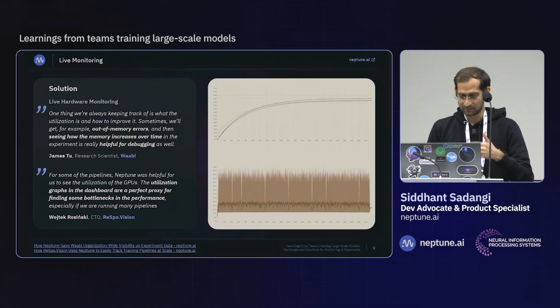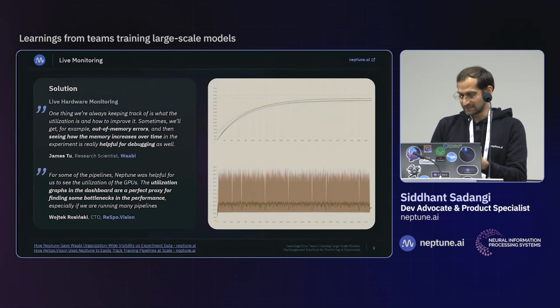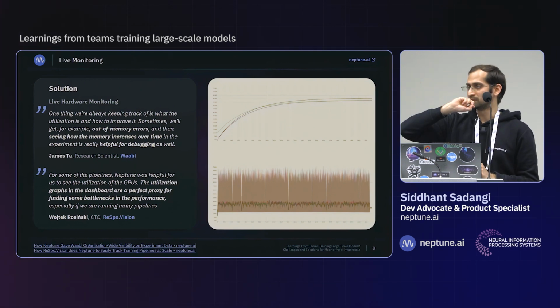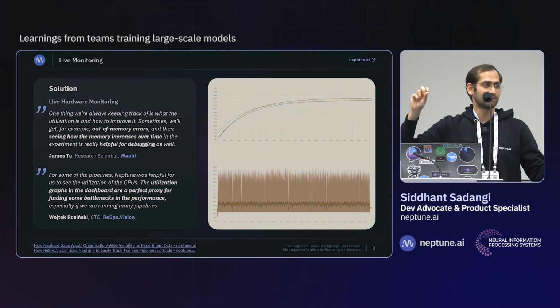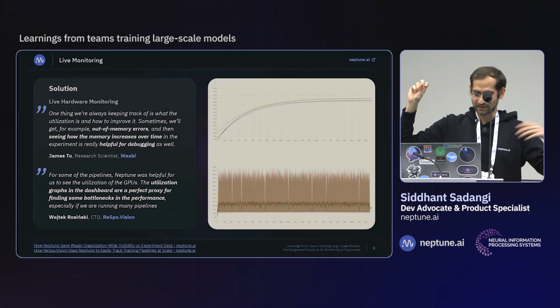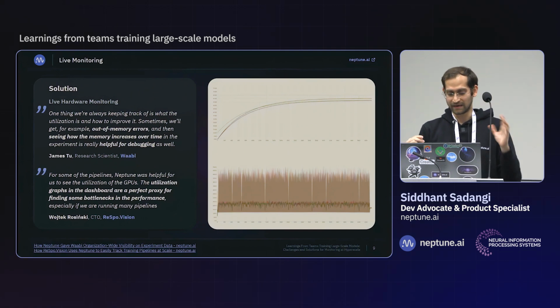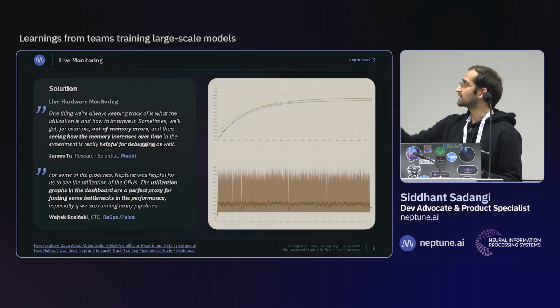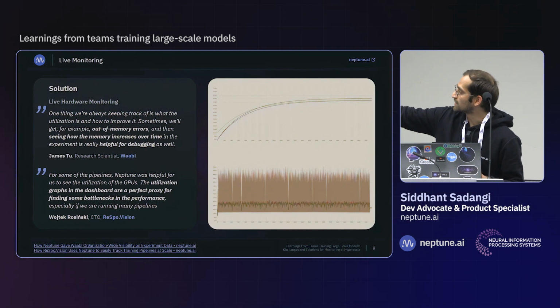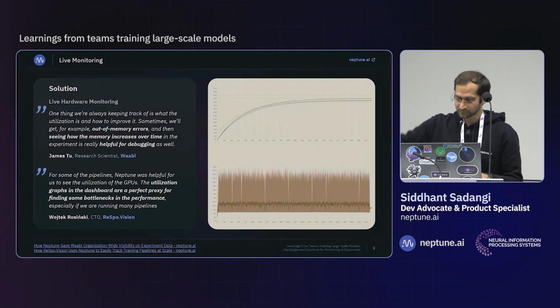Like James mentioned, seeing live memory consumption can really help you debug out of memory errors. And as Vostok mentions, utilization graphs in dashboards are a perfect proxy for finding some bottlenecks in performance. So the graph on the bottom is basically your GPU utilization.